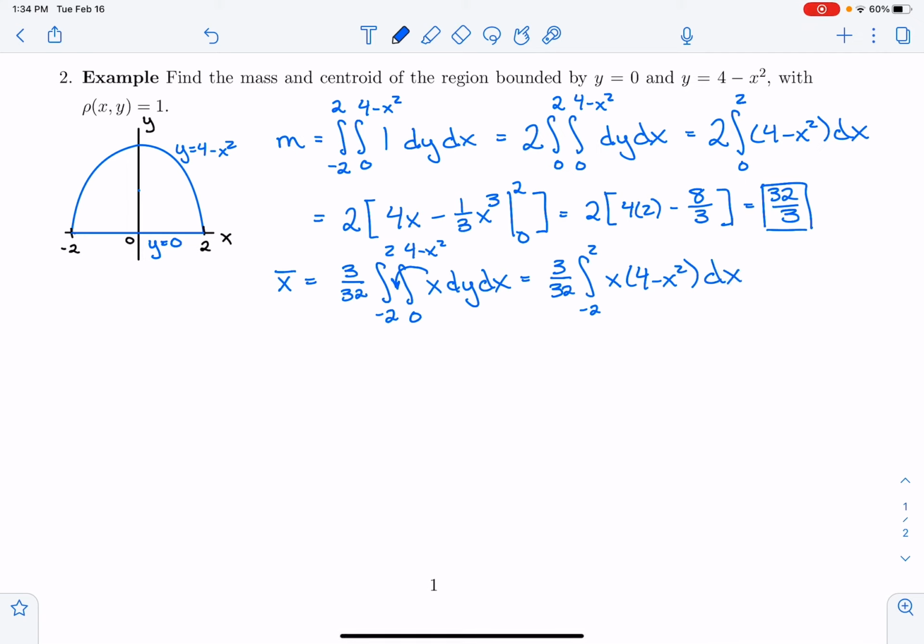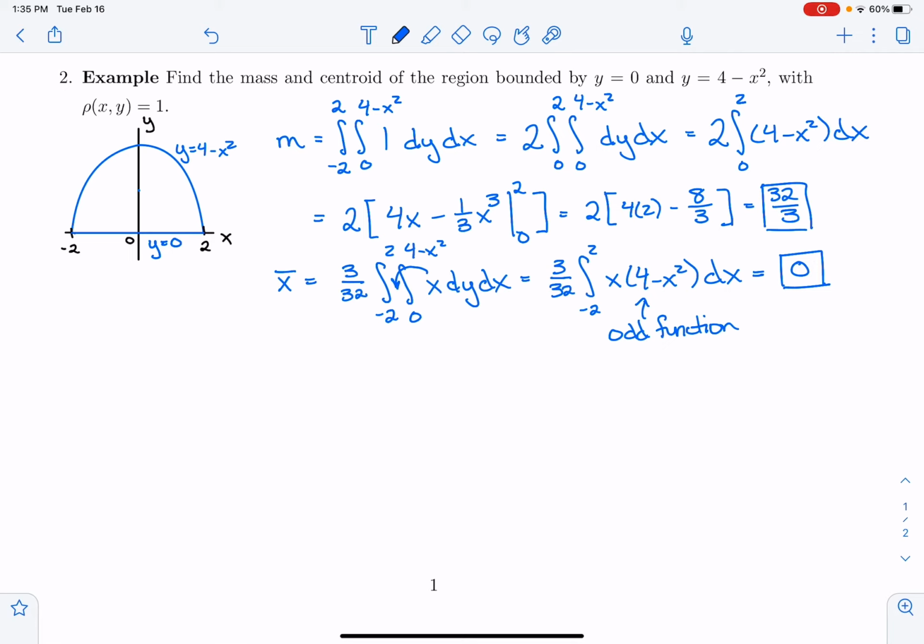Now, inside this integral, I see x times 4 minus x squared. So I have an odd function times an even function. So this is going to be an odd function. I'm integrating an odd function on a symmetric interval from -2 to 2. And you should remember from calculus 2 that if you integrate an odd function over a symmetric interval, that integral must be 0. So in fact, the center of mass, the x-coordinate, is 0.